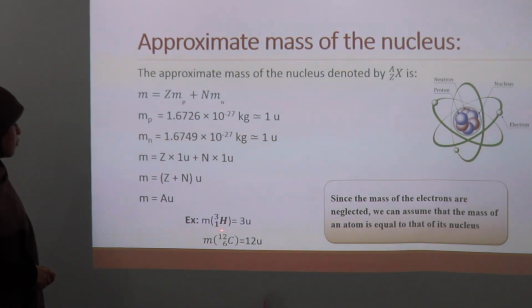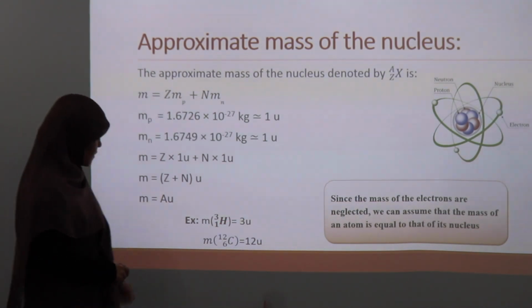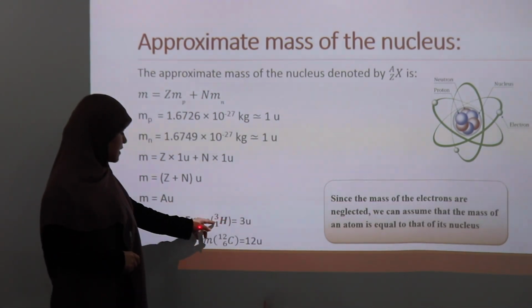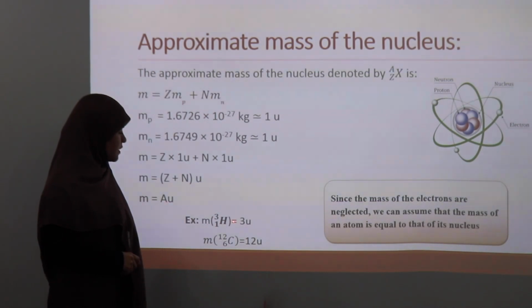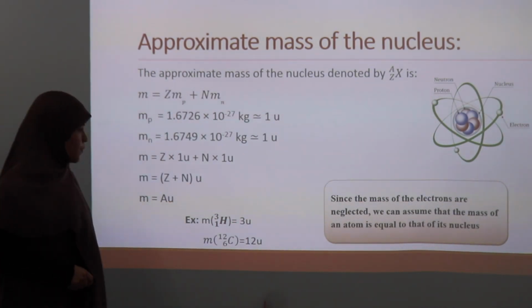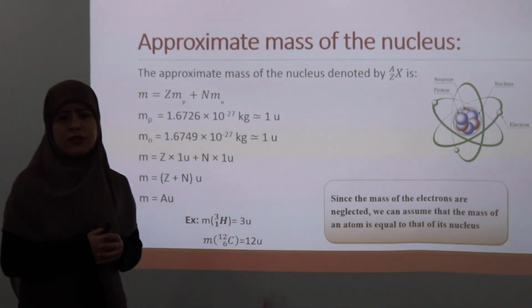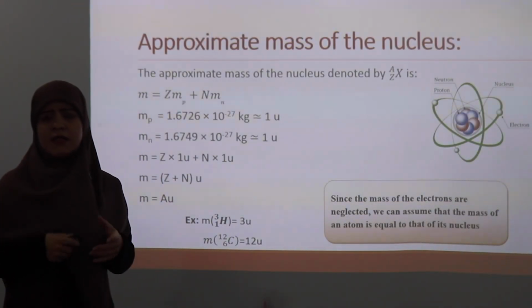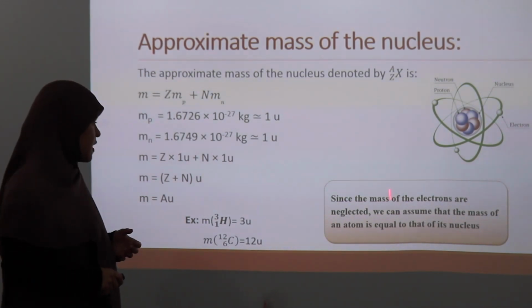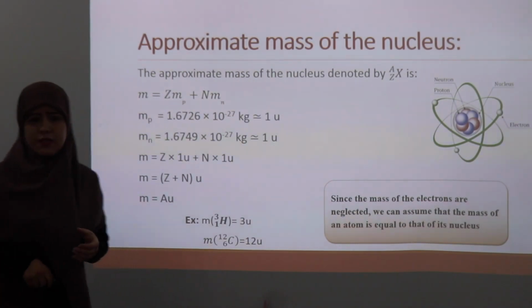Example: the mass of hydrogen-3 (1,3). Hydrogen-3 has a mass number of 3, so its mass equals 3U, and the mass of carbon-12 (6,12) equals 12U, since the mass number of carbon is 12. You know that the mass of an electron is negligible, so the mass of the nucleus is in general equal to the mass of the atom, since the mass of the electron is neglected.